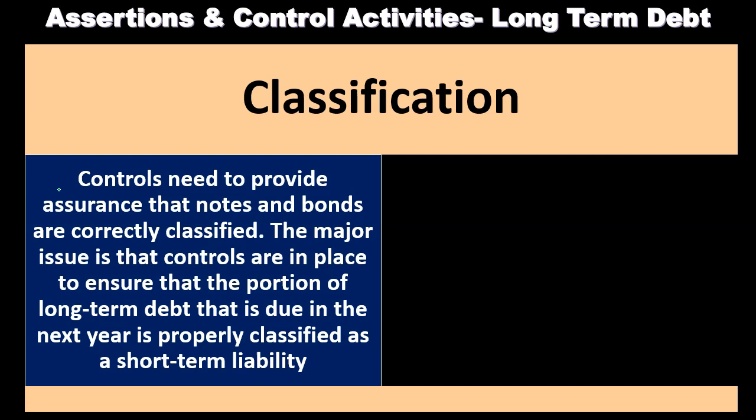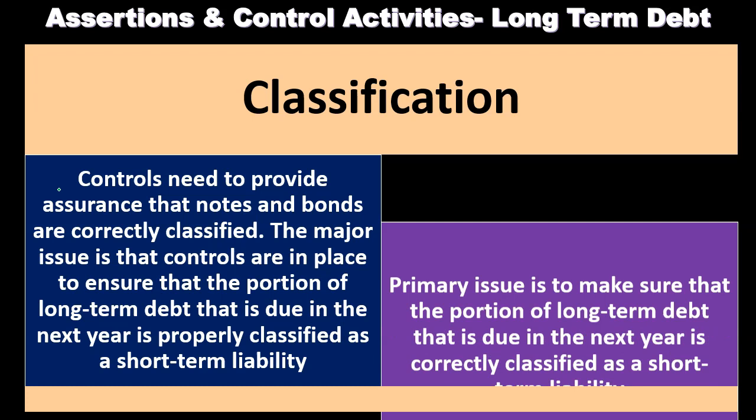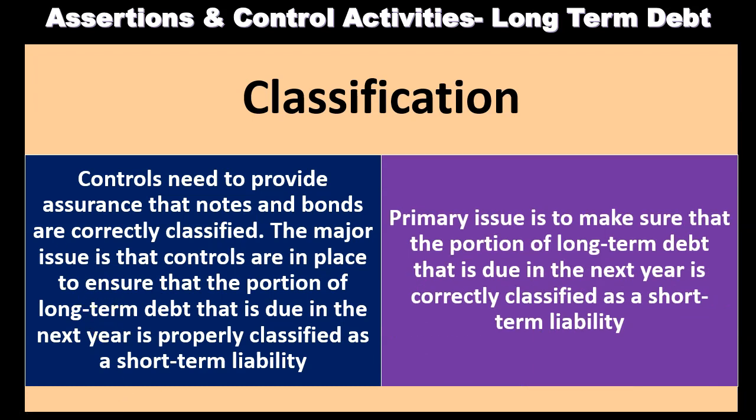How can we do that? We actually usually have to look at the subsidiary ledgers and possibly go to the amortization schedules to see what amount of the payments are going to be due in the short-term and the long-term time period. The primary issue is to make sure that the portion of long-term debt that is due in the next year is correctly classified as short-term liability. So the short-term liability portion, the amount of the debt that we're paying next year, needs to be short-term.